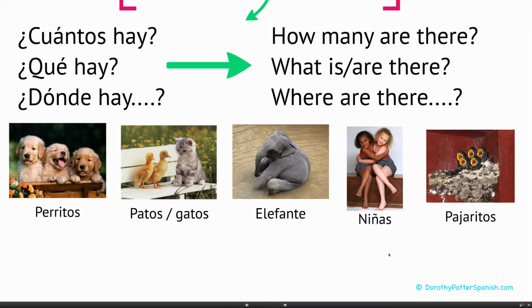Now I'll ask you, ¿qué hay? Use this word. That's right, hay niñas. ¿Cuántas niñas hay? Hay dos niñas. ¿Dónde hay niñas? Hay niñas en la escuela. There are little girls in school. Good. And now this last one.